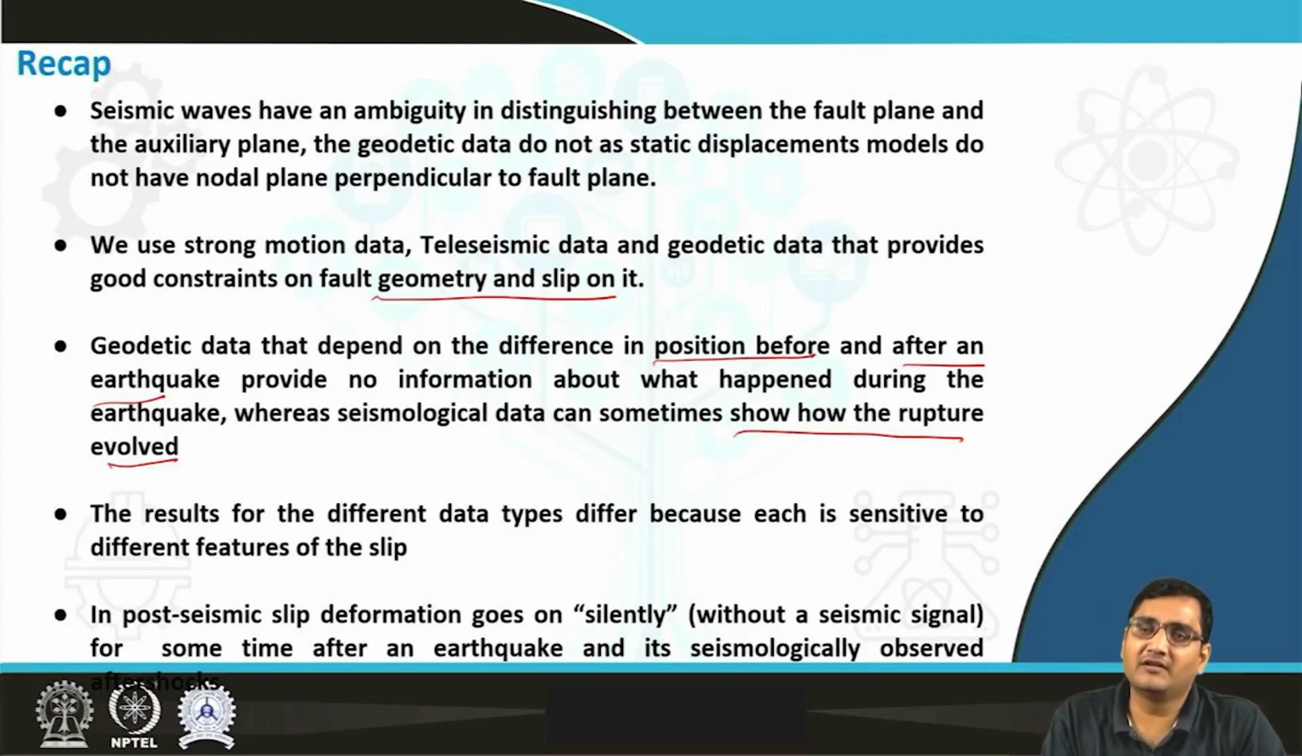If you are using the geodetic data and the seismological data alone, then they will not complement each other and the model that you will get will be associated with a high amount of uncertainties. In case you are using only the seismological data, then you will not be able to resolve which one is the fault plane and which one is the auxiliary plane. But in case you are using both the data together, then you can easily find the auxiliary plane and the fault plane.